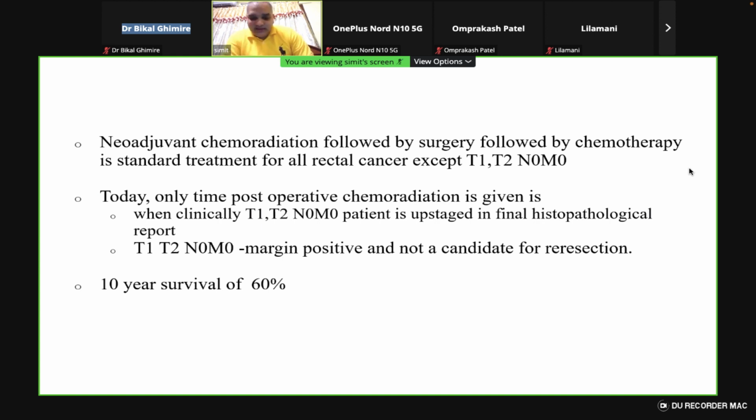So in rectal cancer, we give neoadjuvant chemoradiation. We wait for 8 to 11 weeks, then we do surgery, then we give adjuvant chemotherapy. That's actually the best available treatment for rectal T3, T4, and node positive rectal cancer.